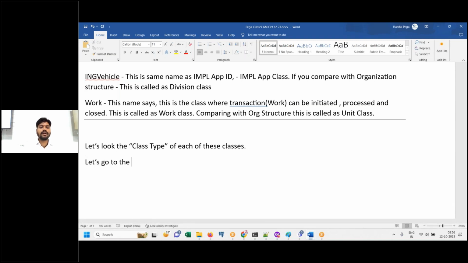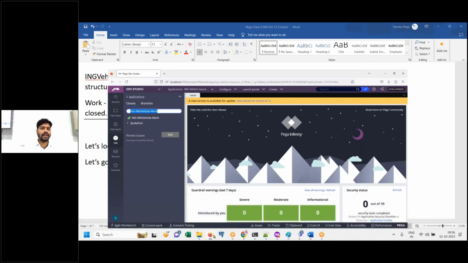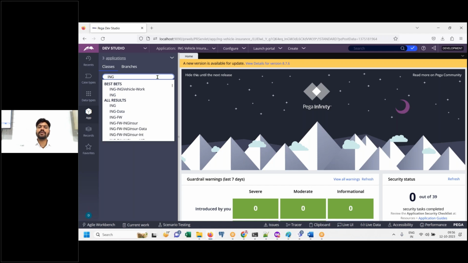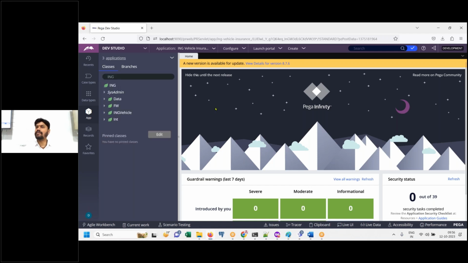Let's go to the definition of the org, division, and unit classes. How do you go, I'll show you. See, by default, when you log in and go to App Explorer, it will load all the 3 classes together, joined. This is called a class group. I'll tell you later. So if you want to access the top level class, backspace up to here, it will load.